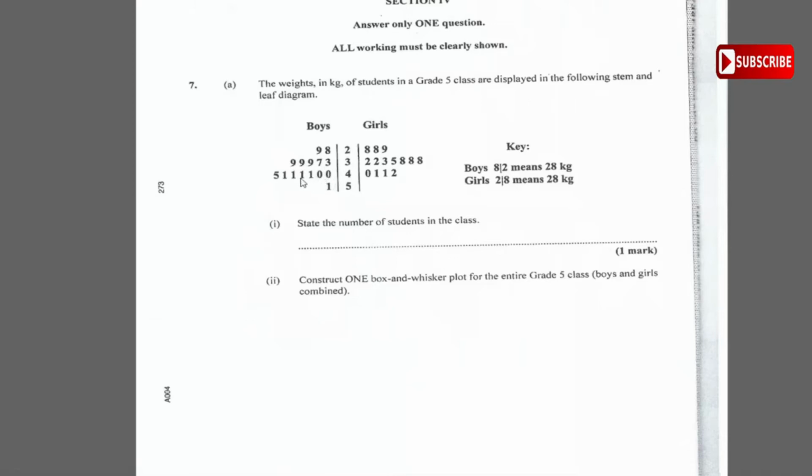9, 10, 11, 12, 13, 14, 15. 15 boys. 3 and 4 is 7, 8, 9, 10, 11, 12, 13, 14. So there are 29 students in the class.